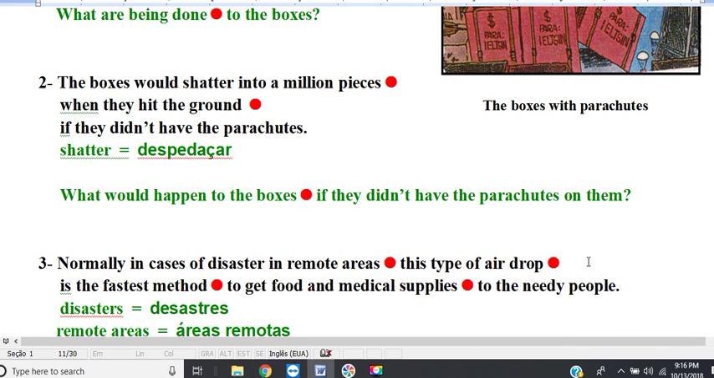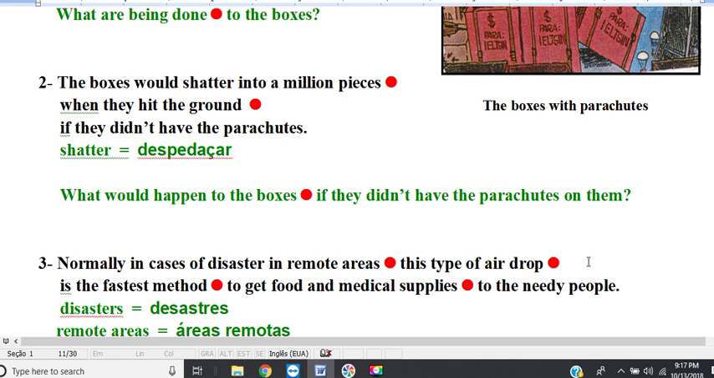Line 2. The boxes would shatter into a million pieces when they hit the ground, if they didn't have the parachutes.